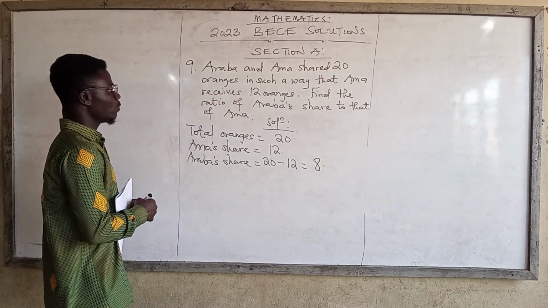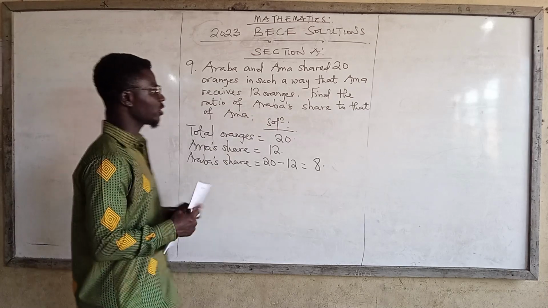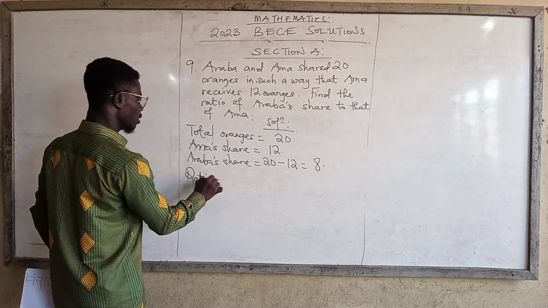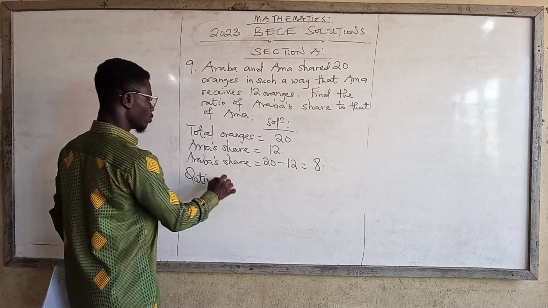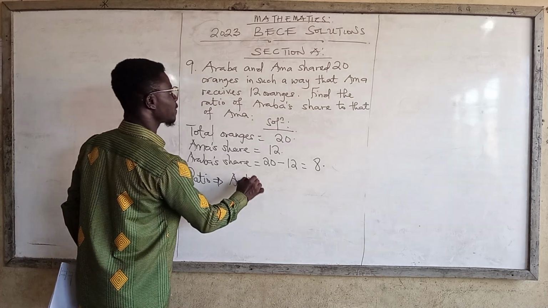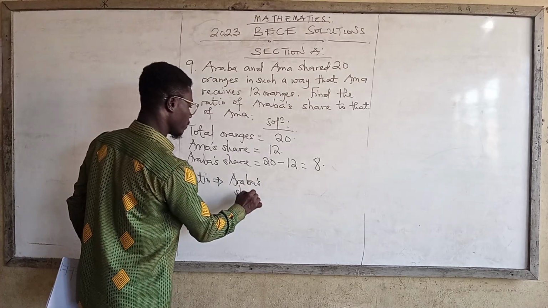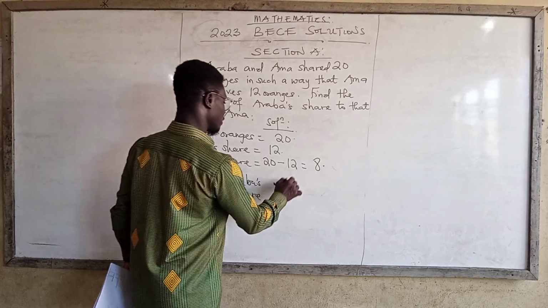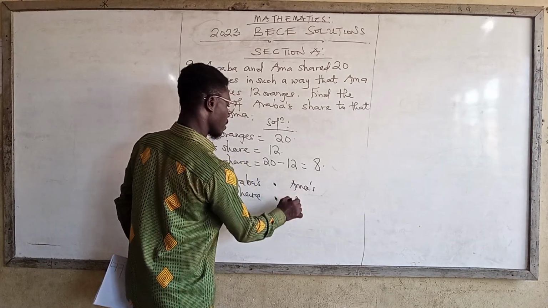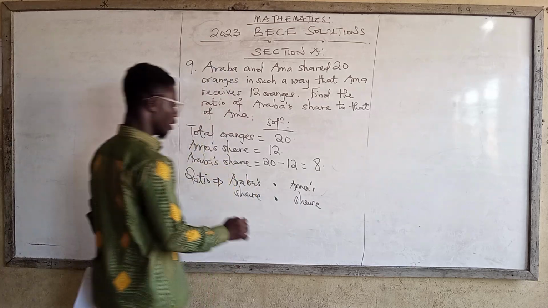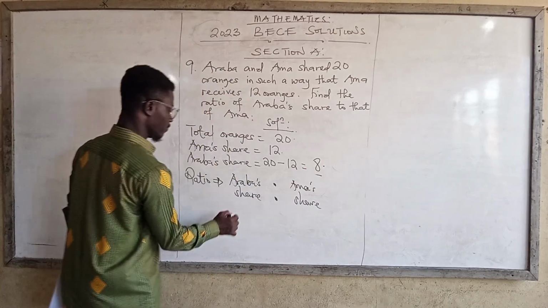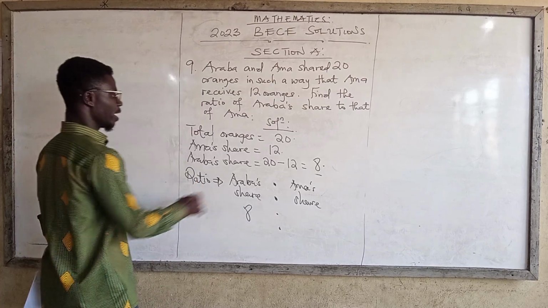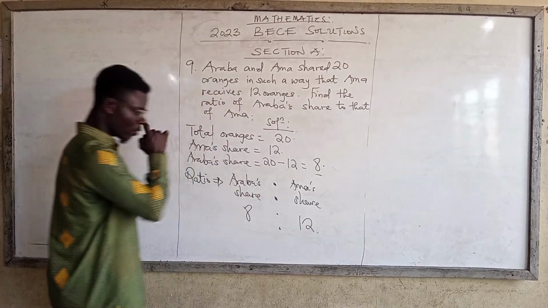So this time around, they say we should find the ratio of Araba's share to that of Amma's share. So we want the ratio. How do we find the ratio? So Araba's share, we have 8 oranges, to Amma's share, we have 12 oranges.